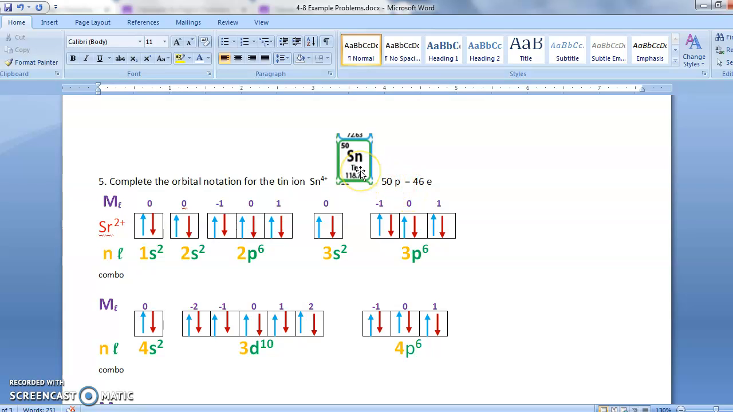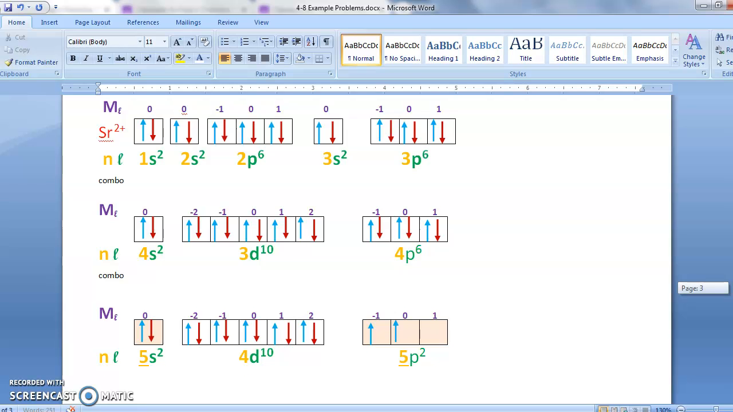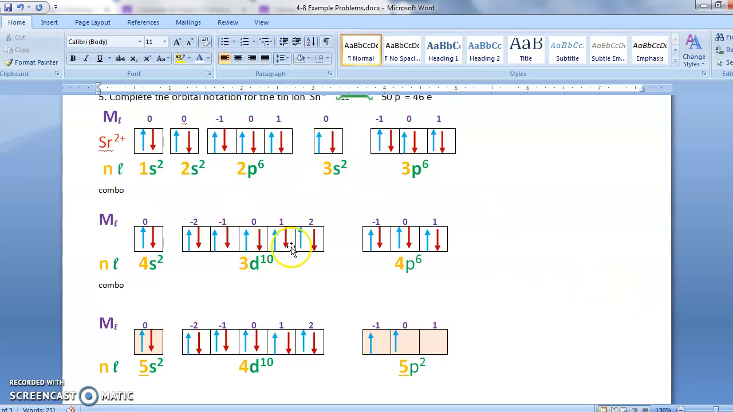Let's first do tin. 50 electrons for the tin atom. And here we go, there's the 50 electrons for the tin atom. How many valence electrons does the tin atom have? Remember, valence electrons are electrons in the outermost level. My biggest number looks like it's a 5. Here's a 5 as well. So my valence is the 5th level. There's 2 electrons here, there's 2 electrons there. That means tin has 4 valence electrons.